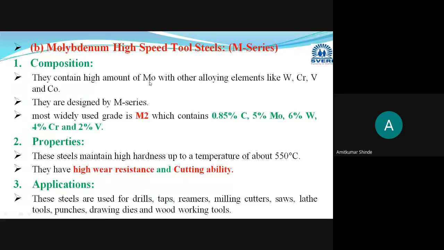They will form their respective carbides, and they will improve the hardness, wear resistance, and cutting ability at the higher temperature ranges also. And generally both the types will be high carbon steels with addition to these alloying elements. Okay, so this is the high speed tool steels, and its two subtypes, that is tungsten type and molybdenum type. One is designated by T series and another is designated by the M series, and some of their common properties and some of their common applications.